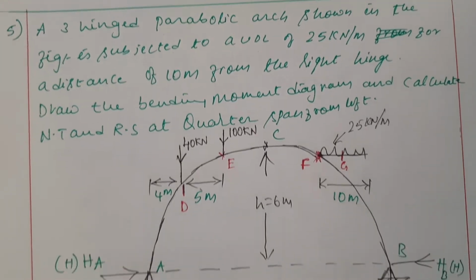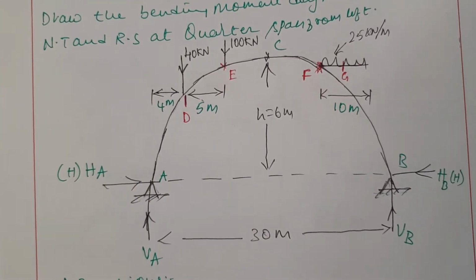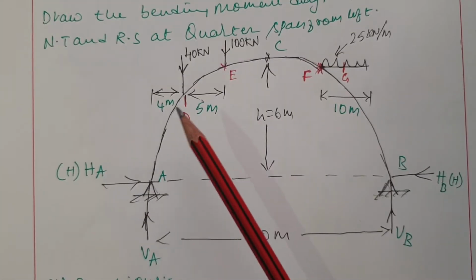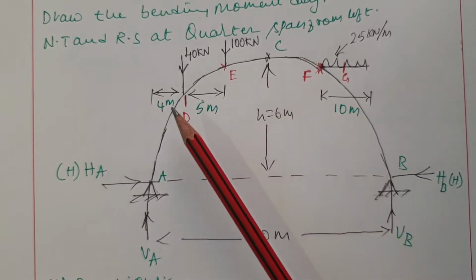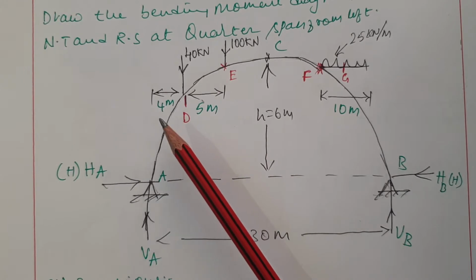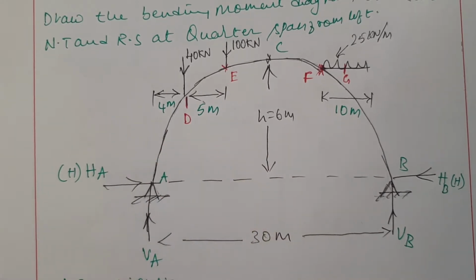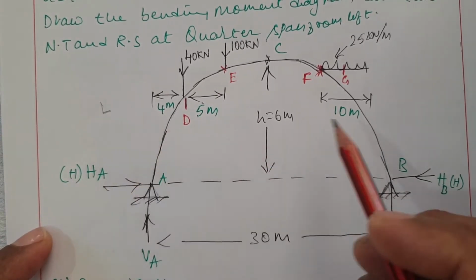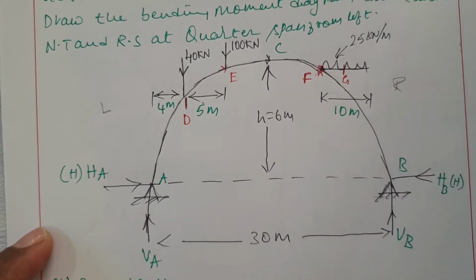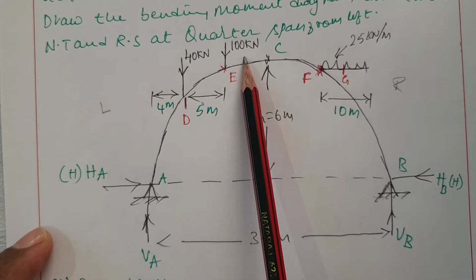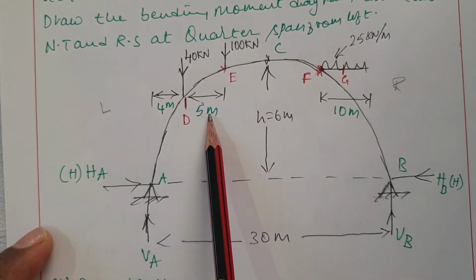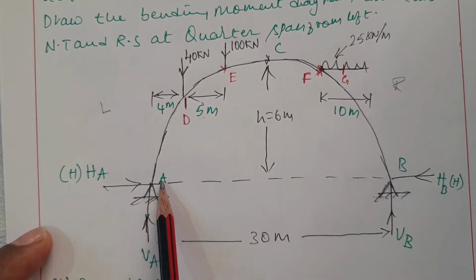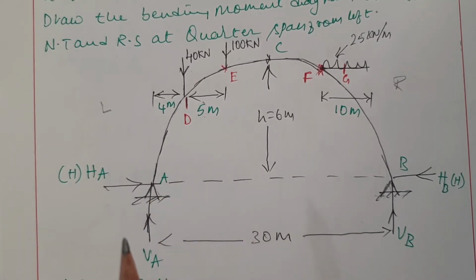See, the figure is as follows. They have given 2 point loads, one is 40 kilonewton, another one is 100 kilonewton. 40 kilonewton is acting 4 meter from the left hinge. So this is left, this is right. And 100 kilonewton is acting 5 meter from the 40 kilonewton. With respect to the left hinge it is 9 meter. You have to keep that in mind.